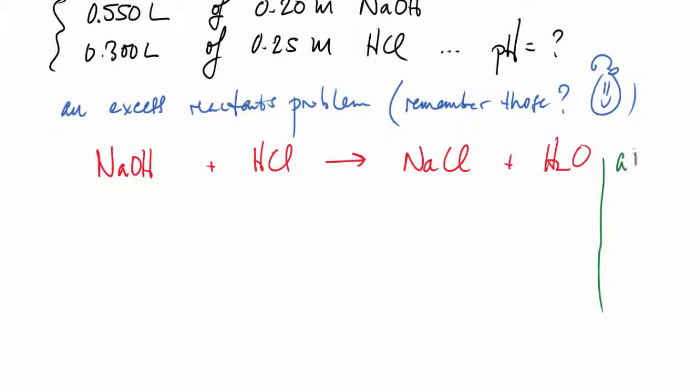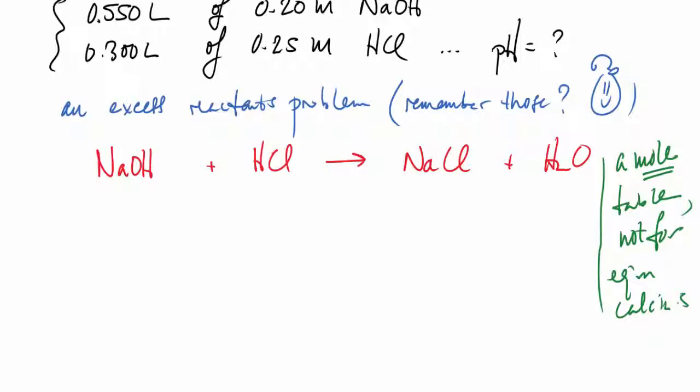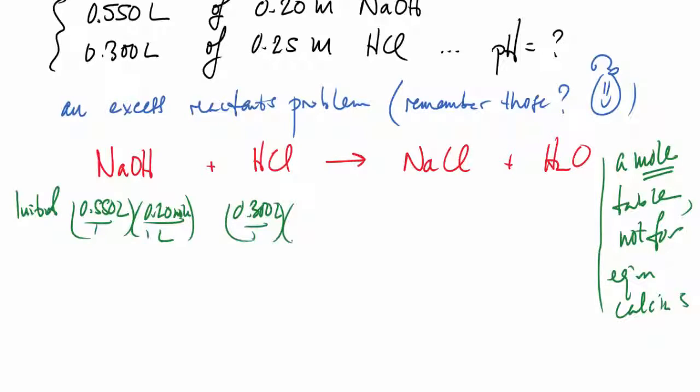The balanced reaction looks like this one, where the sodium hydroxide and hydrochloric acid make sodium chloride and water. And I now want to use a mole table, not for equilibrium calculations. These are not concentrations, but just moles. So here we get the initial number of moles of sodium hydroxide. It's 0.110 mole. The initial number of moles of hydrochloric acid, it's 0.075 mole. We have no sodium chloride or water to start.